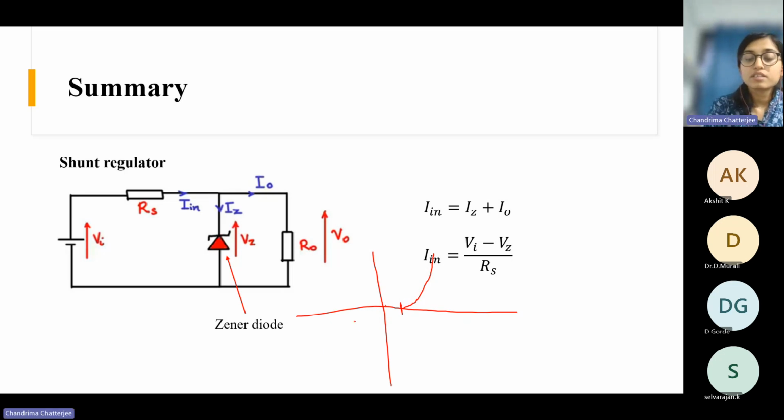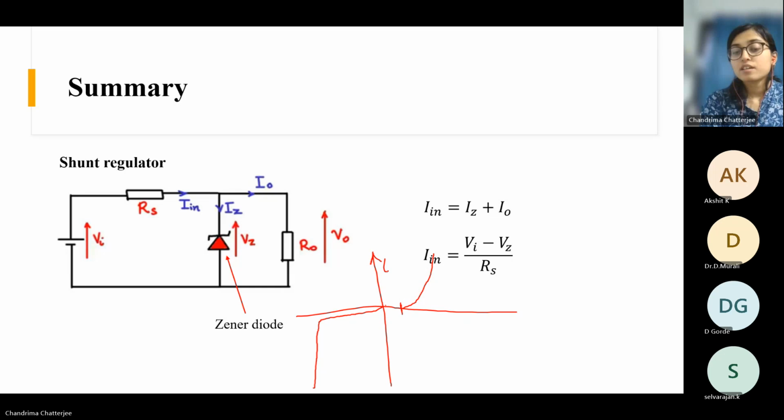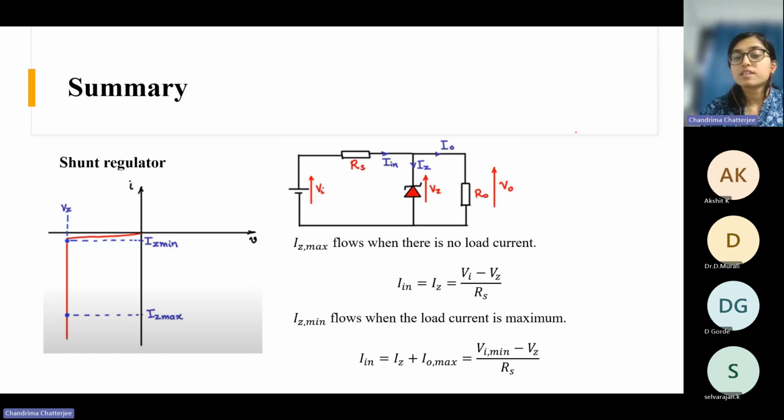Okay. So if this is your current axis and this is your voltage axis, then even though on the y-axis your current is increasing and increasing, the voltage is more or less constant. Voltage is almost constant, right? So irrespective of the current through the diode, you can maintain a constant voltage. That's why the Zener diode is used in the regulator. Okay. Yeah, so these are some of the equations that we studied. What will be the maximum current? What could be the minimum current? Okay, so these things we studied.